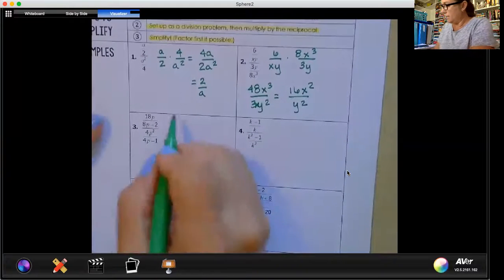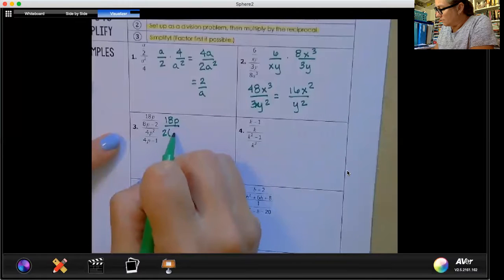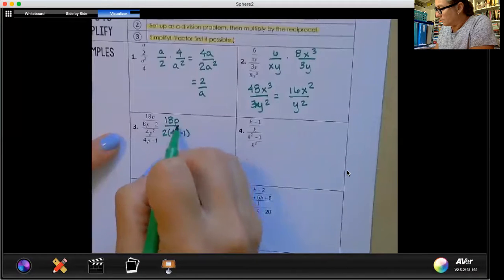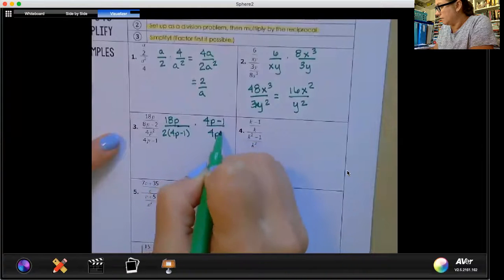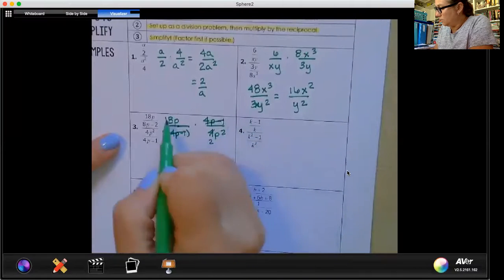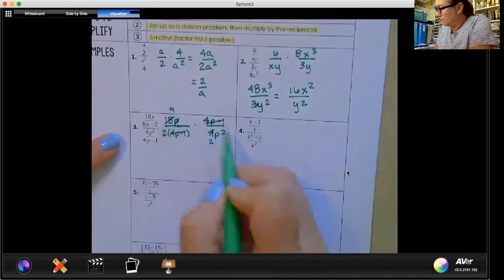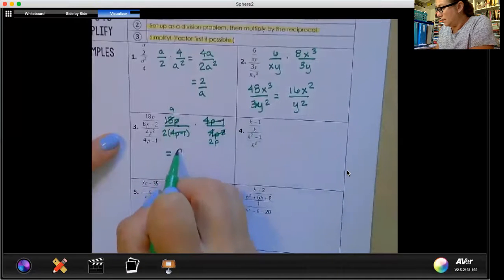For number three, we have 18p over 2 times 4p minus 1 times 4p minus 1 over 4p squared. Cross cancel. This would be a 2. This will be a 9. The p cancels here, and you have a p left. So that's 9 over 4p.